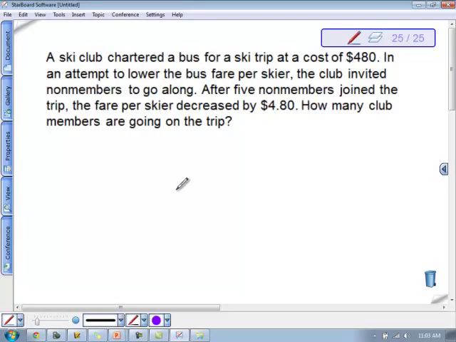Okay, this is a really tough one to interpret from English into an equation. But if you call x the number of skiers originally, then you can say that the original price, which would have been 480, divided by the number of skiers originally, x, times, minus new cost 480. That's how much it's reduced by. So this is the cost. The price divided by the original number of skiers would be the original cost.